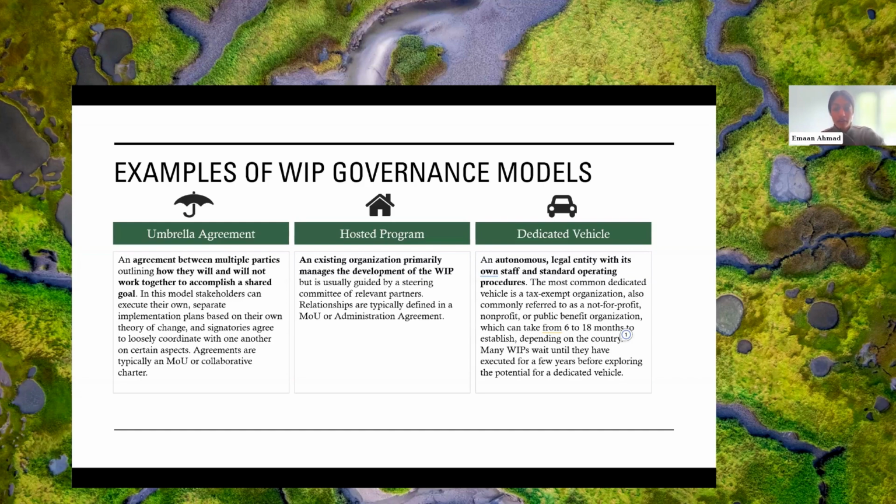Many programs wait a few years before exploring this option, and it might not be the right fit for many programs, even as they become more mature and established. So I think the key thing to remember here is that governance is really customized to your needs and is dependent on your context, on your mandate and your objectives, and need not fit a specific model.